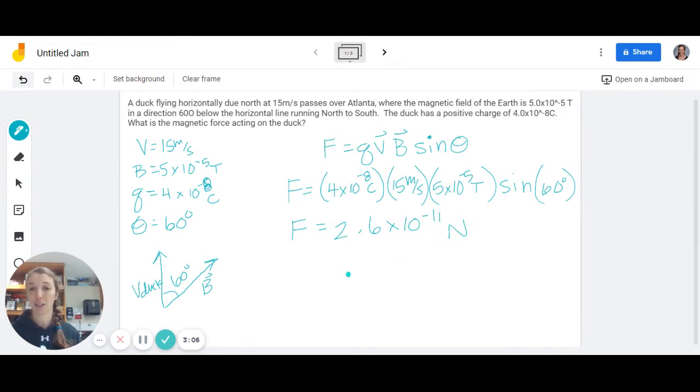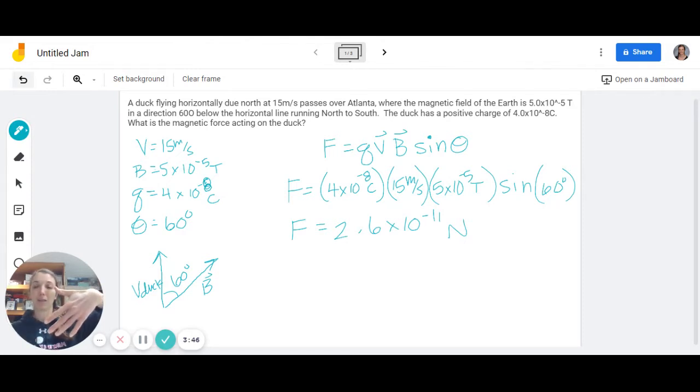Now we have to figure out the direction. To do the direction, you're going to use your right hand rule. So we know, if we use our right hand, that we're going to take our thumb and put it in the direction of the velocity. So put your thumb due north. Then you're going to take your fingers, which are your magnetic fields, and you're going to point your fingers in a direction that is at 60 degrees below the horizontal line that goes from north to south. So that should be like this. And so basically your 60-degree angle is right here between your thumb and your fingers.